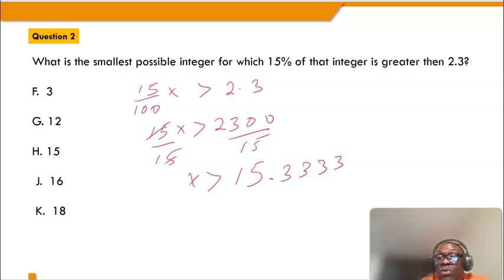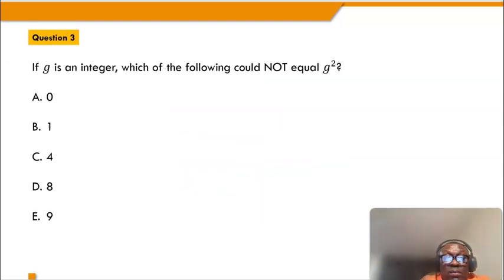15.333 times. And since we are being asked the smallest possible integer, after 15.333, the next number that comes is 16. Therefore, 16 is the smallest integer because 15.33 is not an integer. So the next integer is 16.